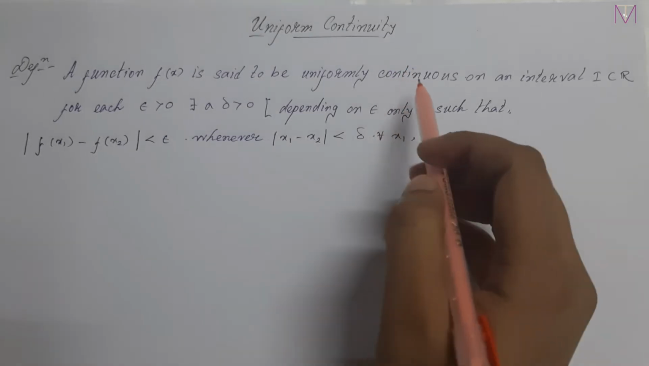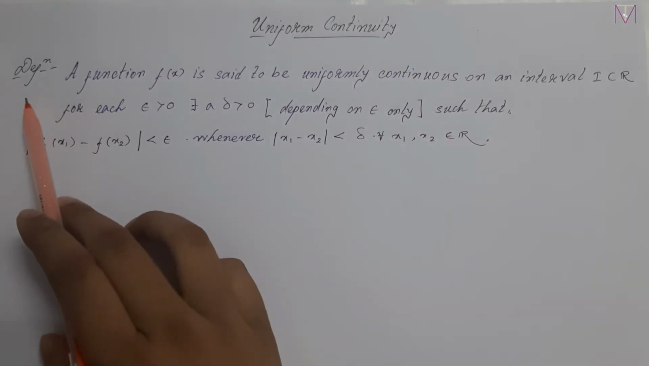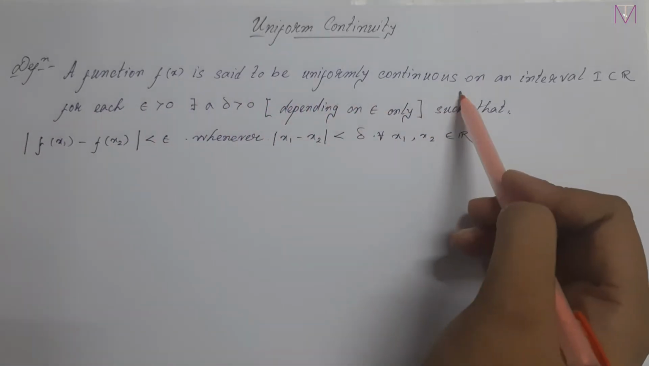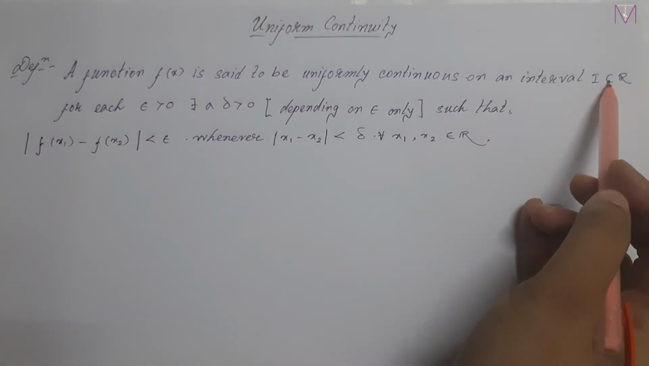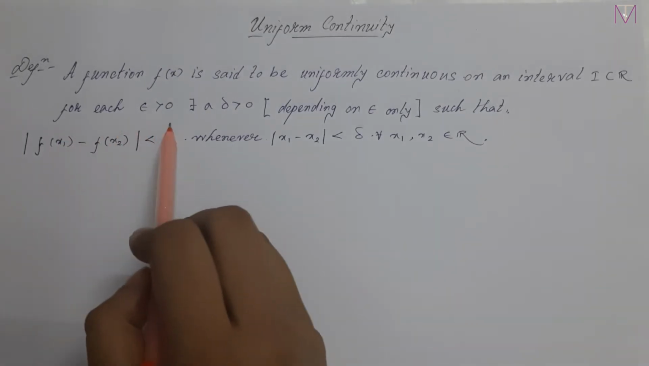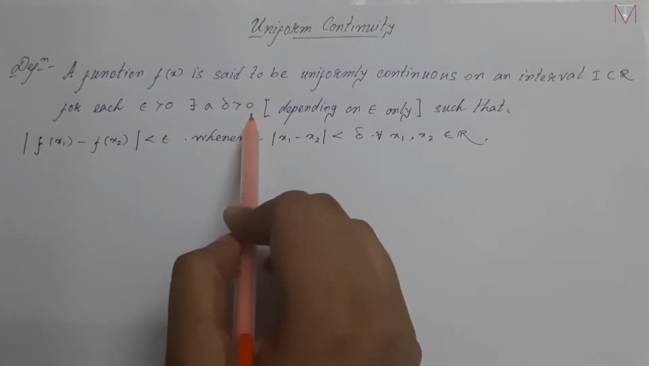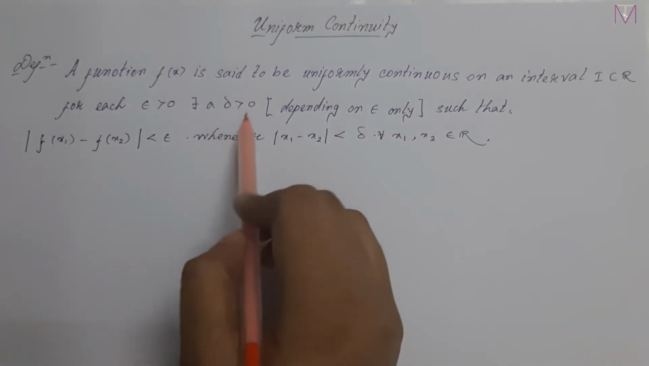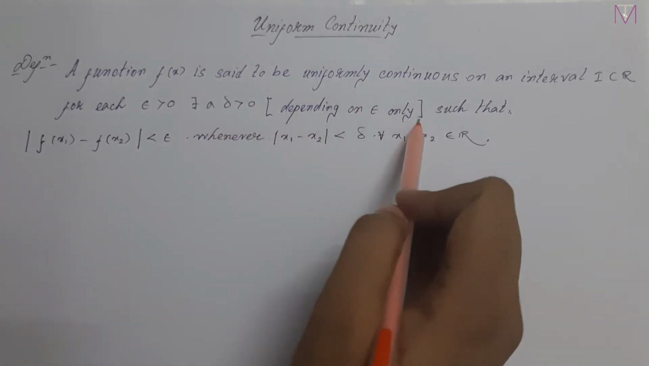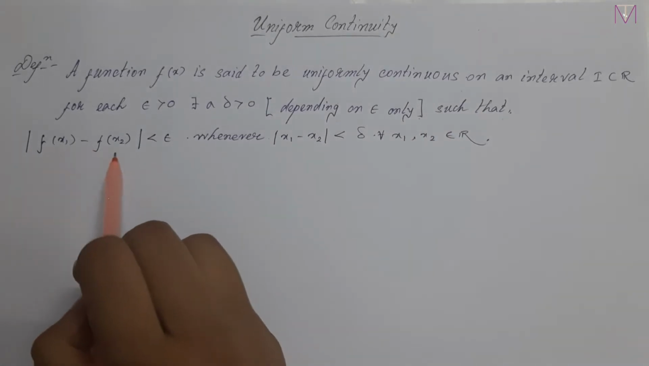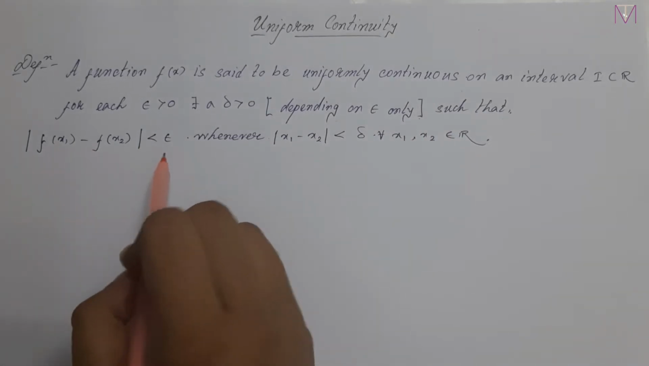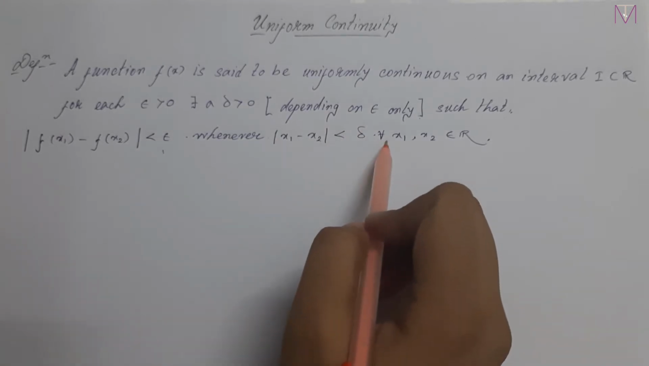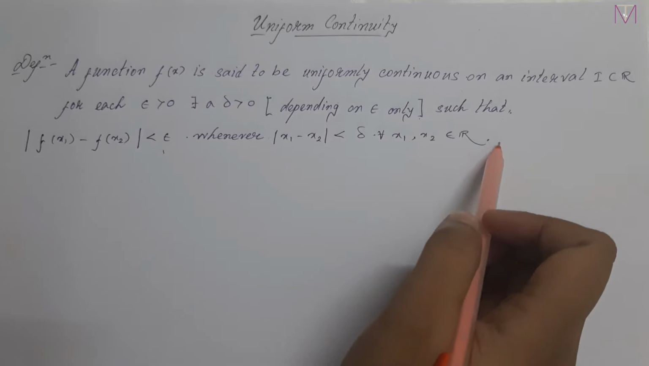Uniform continuity. Let's see what its definition is. A function f(x) is said to be uniformly continuous on an interval I subset of R if for each epsilon greater than 0, there exists a delta greater than 0 depending on epsilon only, such that |f(x1) - f(x2)| is less than epsilon whenever |x1 - x2| is less than delta, for all x1, x2 belonging to I.